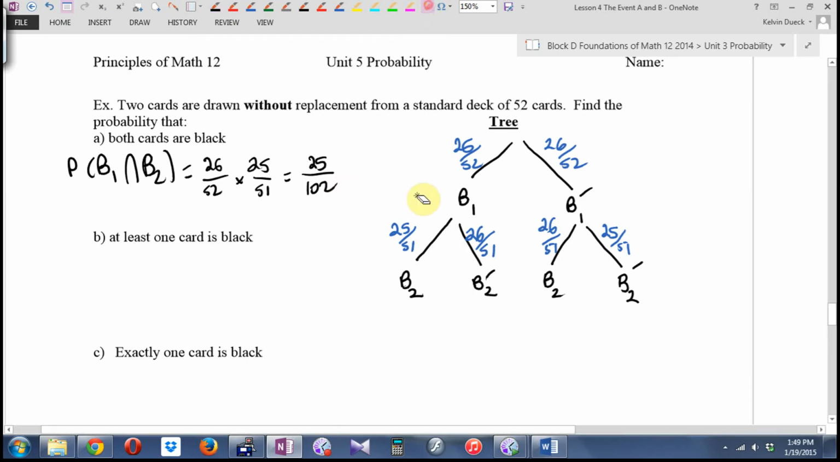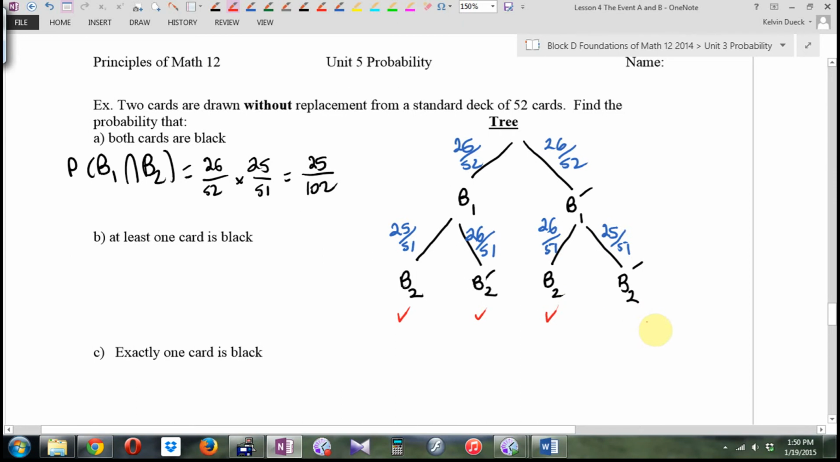B1, B2. Is this branch here at least one card? In fact, it's got two, which is at least one. What about the next branch? What about the next branch? No.